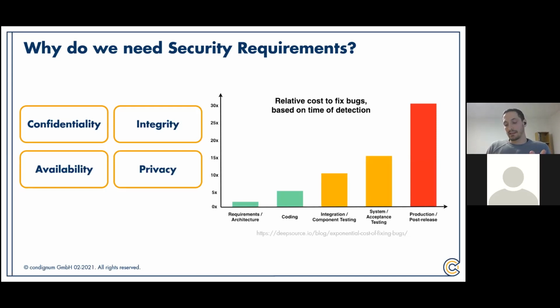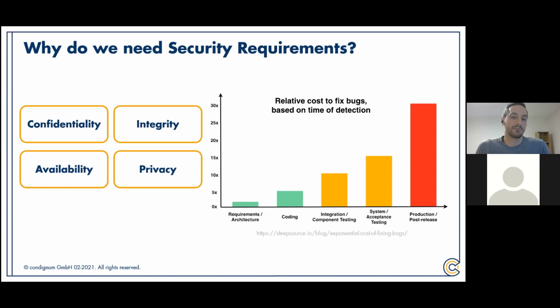And the thing is, the later we deal with the security topics, the more expensive it's going to be in most cases. So if you just discover in production or at your acceptance testing that you have severe security issues, it will be pretty hard and expensive to fix them, because maybe you have to restructure your whole application, your whole system. But if you deal with security or consider security right in the beginning of your development process, then it's in most cases pretty easy to implement them.